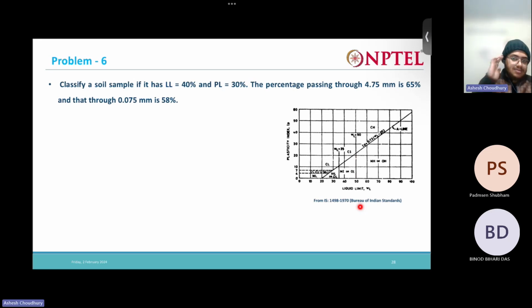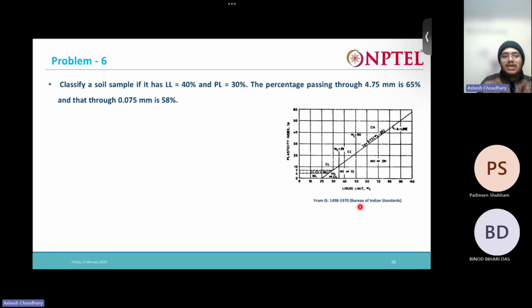Now step by step, let us see how we came to this. First step, identify whether the soil is coarse or fine. Now, how can we identify this? By seeing the percentage finer data. 65% is finer than 4.75 mm and 58% is finer than 0.075 mm. That means more than 50% is finer than 75 microns. That means the soil is definitely a fine soil.